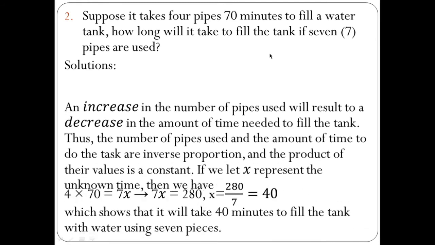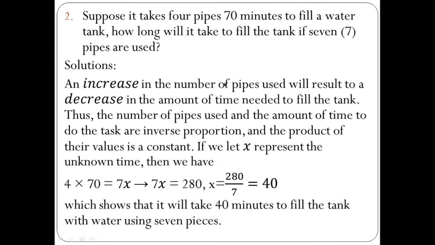Okay, so for our solution, an increase in the number of pipes used will result to a decrease in the amount of time needed to fill the tank. Thus, the number of pipes used and the amount of time to do the task are in inverse proportion, and the product of their values is a constant. So, if we let x represent the unknown time, then we have 4 times 70. So, saan po galing yung 4? We have here 4 pipes, then times 70 minutes equals 7x, okay?